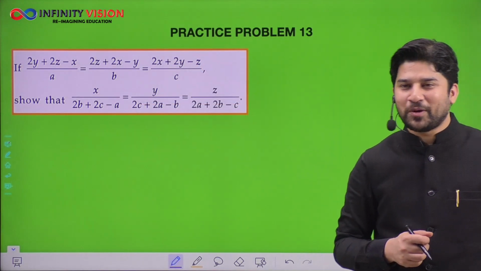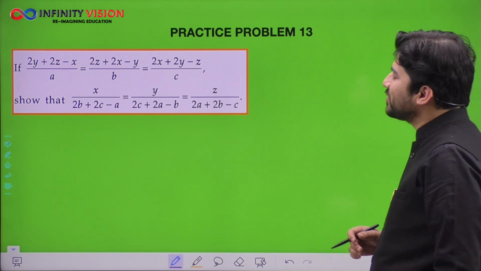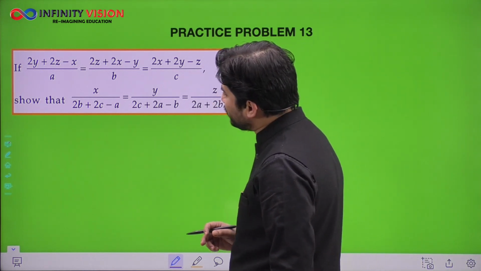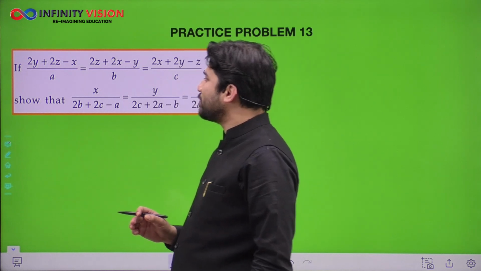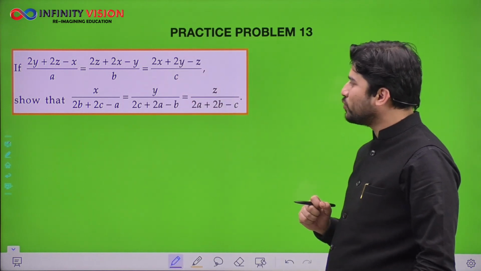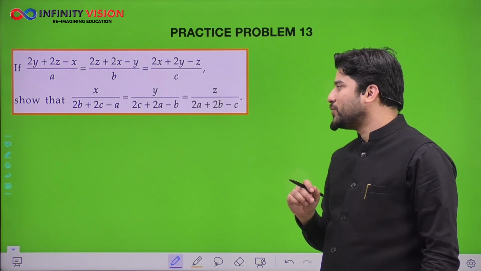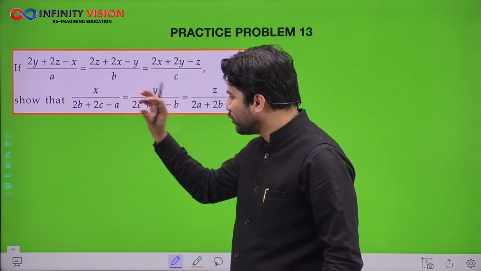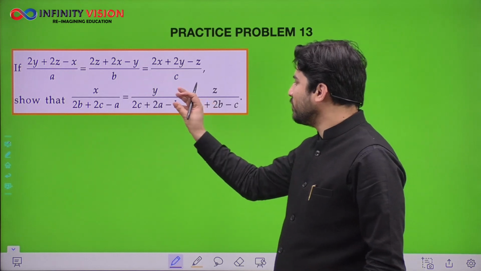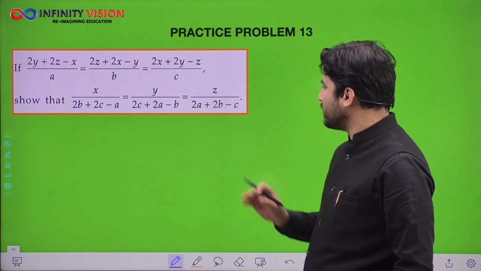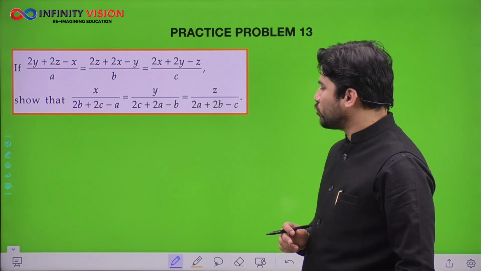Let's solve our next problem, that is practice problem 13. If (2y + 2z - x)/a = (2z + 2x - y)/b = (2x + 2y - z)/c, then you have to show that x/(2b + 2c - a) = y/(2c + 2a - b) = z/(2a + 2b - c).